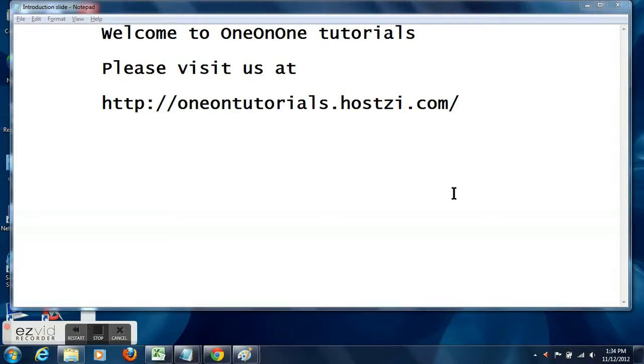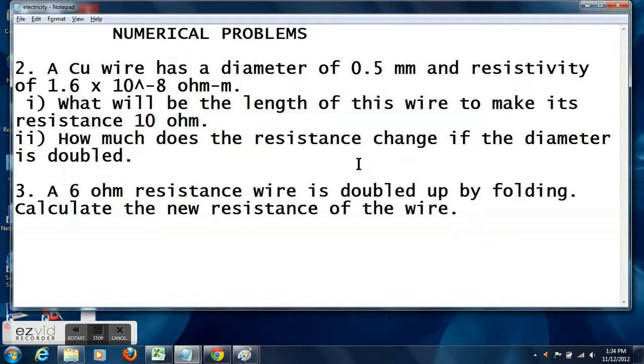Welcome to our next tutorial on electricity. In this tutorial, I am going to discuss the solutions of these numerical problems.